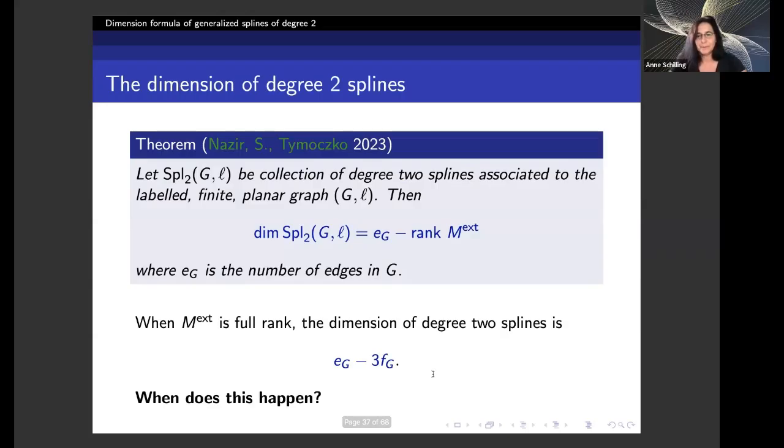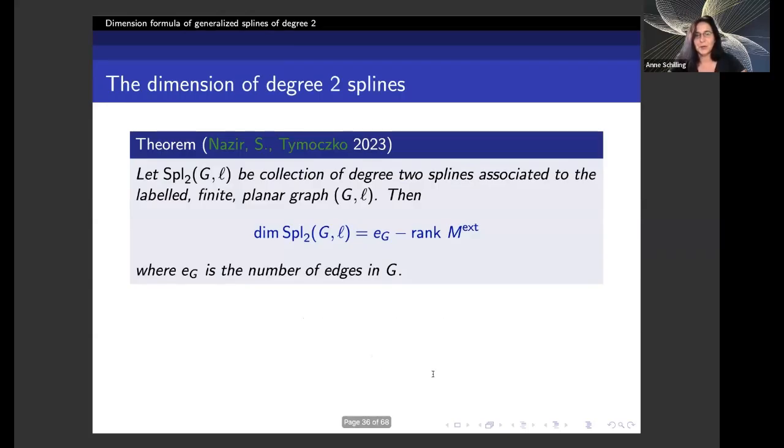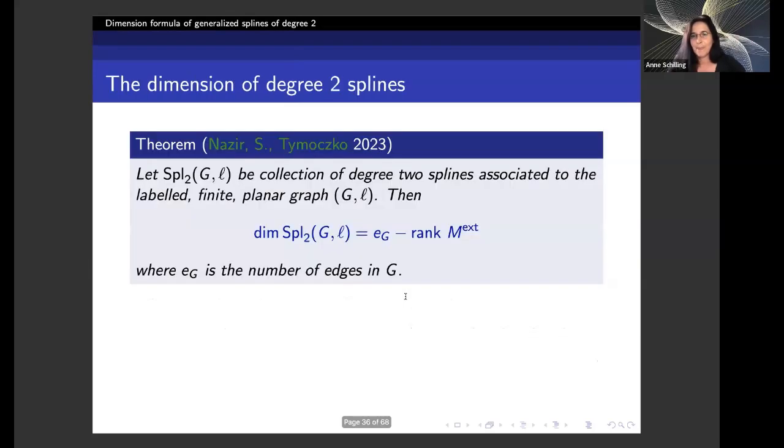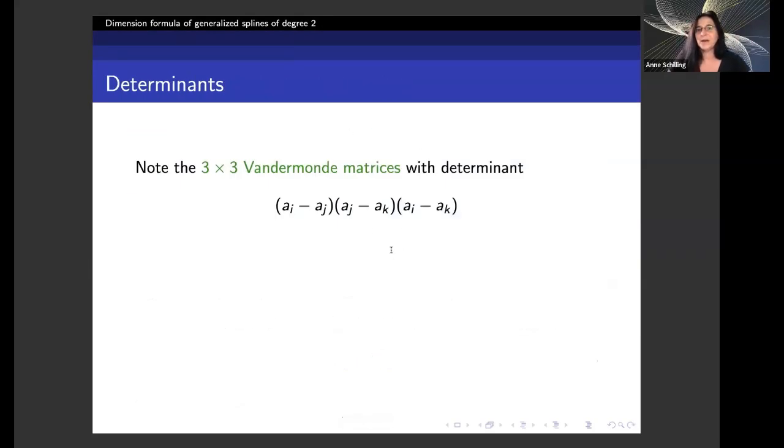And yeah, if you look back at this matrix, let's say I take a 3 by 3 submatrix of this: 1, 1, 1, A1, A2, A3, A1 squared, A2 squared, A3 squared. If I took the determinant of this, it would be exactly the Vandermonde determinant. So this is what this comment is saying, right? If I take certain 3 by 3 submatrices, I get the Vandermonde determinant.